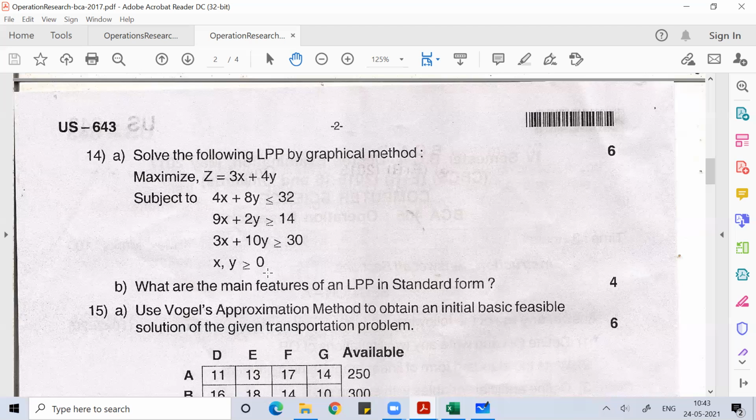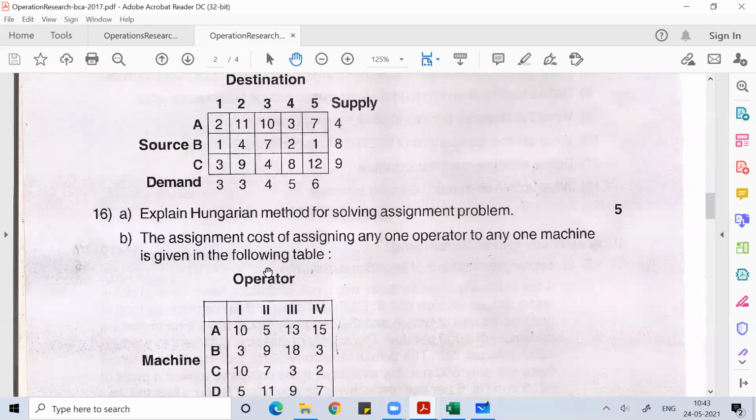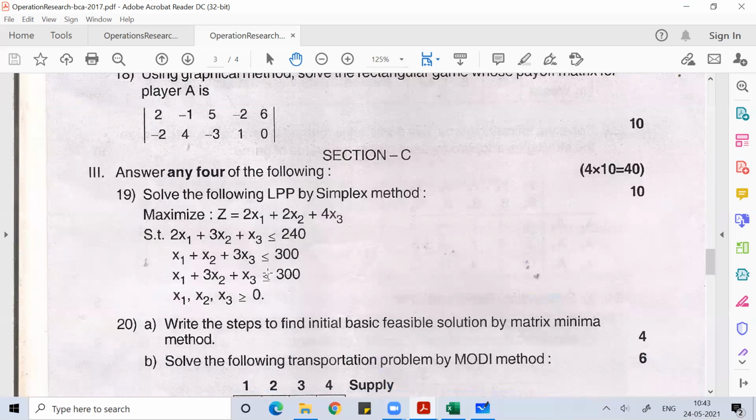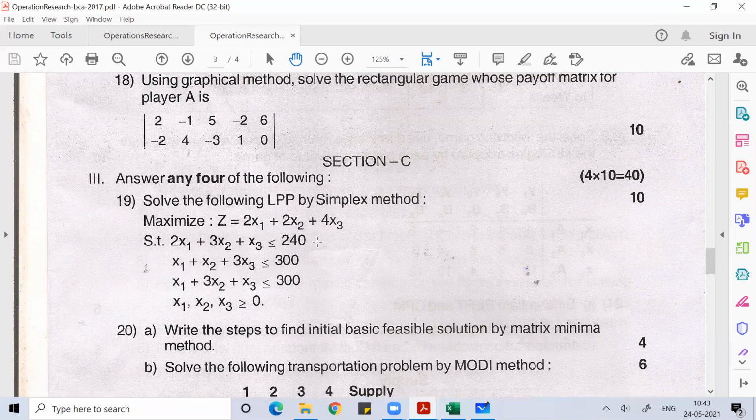Now, to get the solution of an LPP problem, we either use the graphical method, which you can see in question number 14 (a), where they are expecting us to find the answer by graphical method, or you can find the answer by using something called the simplex method. The simplex method is a method of solving an LPP problem where it doesn't matter how many variables are there, you can find the answer for the problem.